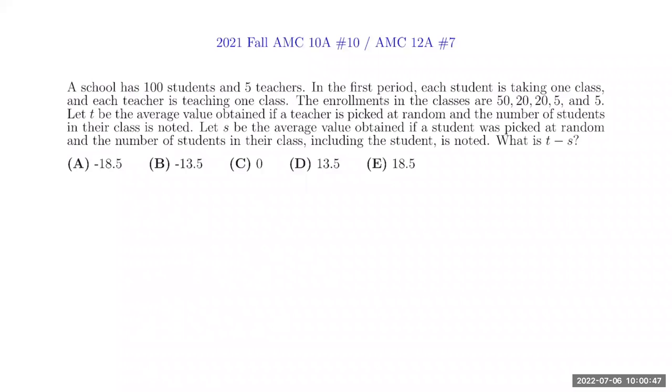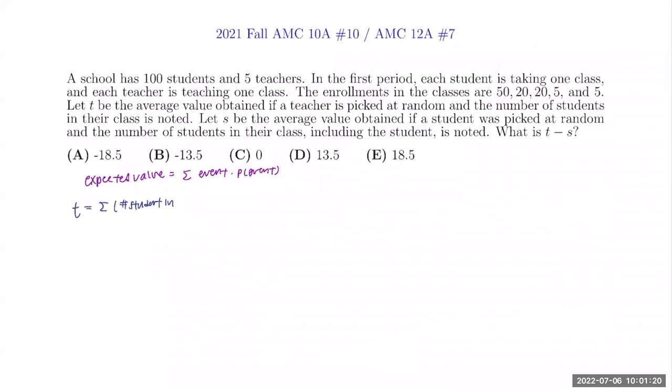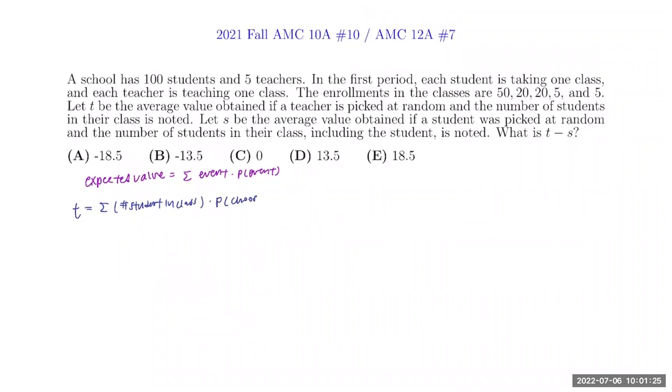So in this problem, we are dealing with the concept of expected value. Expected value is, out of all the events that occur, the sum of each specific event occurring times the probability that this event occurs. So for example, to calculate T, our expected value is going to be the sum of the number of students in the class of a certain teacher multiplied by the probability of choosing this teacher.